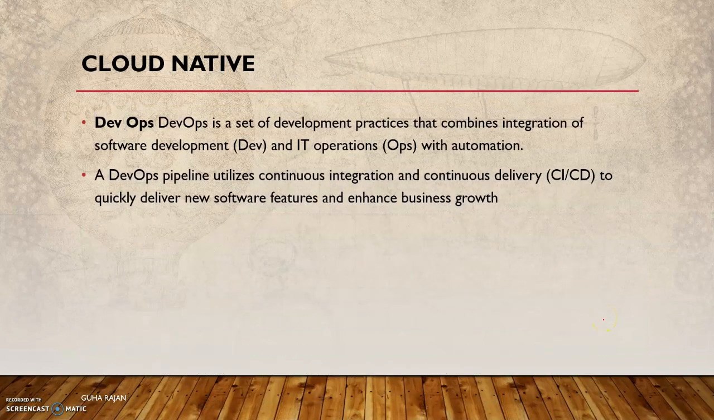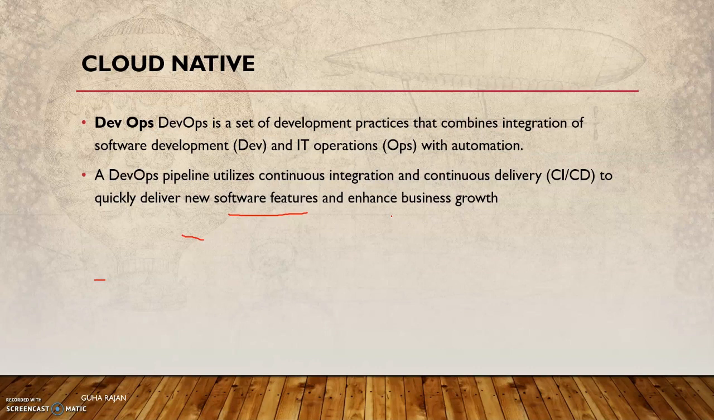So cloud native application DevOps is a set of development practices that combines the integration of development and IT operations with automation. DevOps utilizes continuous integration and continuous development to deliver software features quicker and enhance business. If you look at it, it is similar to the Agile process, wherein you have sprints and user stories, and you develop and release based on a set of user stories. Once the integration process is over, you have a new set of stories, or if you have some backlogs, those backlogs are taken into the next sprint.